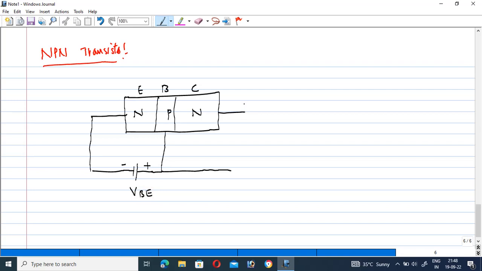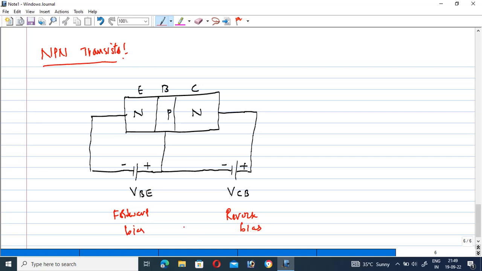The second junction of the NPN transistor is in a reverse bias condition. Therefore, it is negative and positive. The positive terminal of the battery is connected to the N-type collector, and the negative terminal is connected to the P-type base. Therefore, it forms a reverse bias. Therefore, VCB. The first junction is in forward bias and the second junction is in reverse bias.